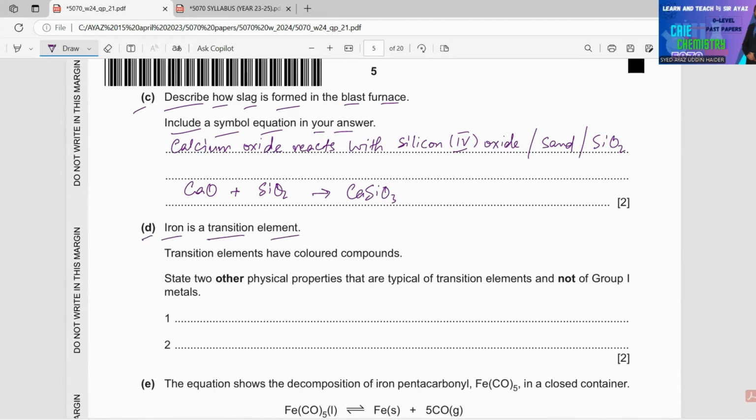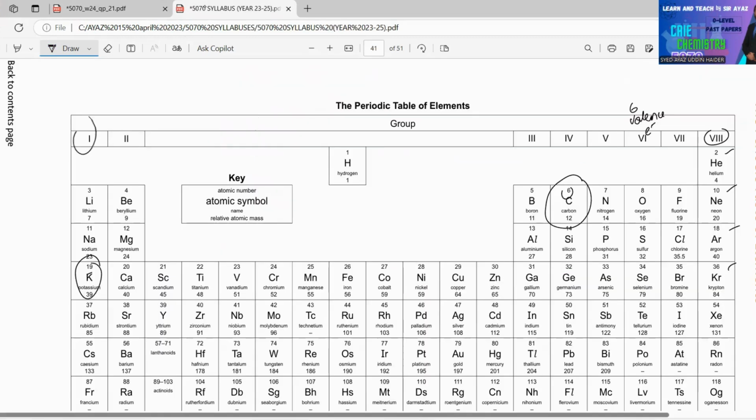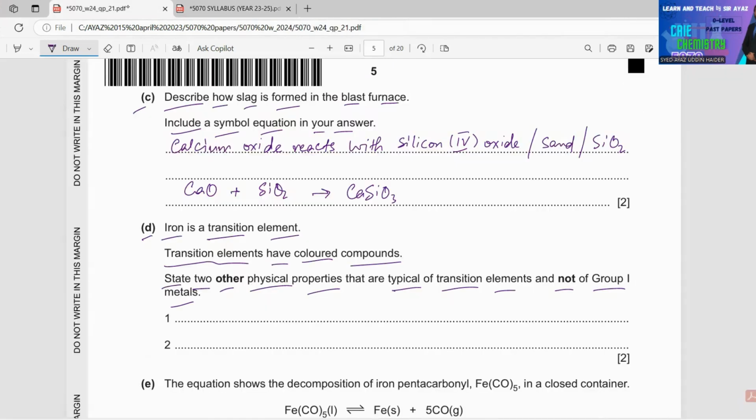Moving to the next part, which is part D. Iron is a transition element. Transition elements have colored compounds. State two other physical properties that are typical of transition elements and not of group 1 metals. Here's the group 1 metals, and here we have the transition elements. Transition elements are between group 2 and group 3. So these all are transition elements. You have to write any two physical properties that are typical of transition elements but not of group 1 metals.